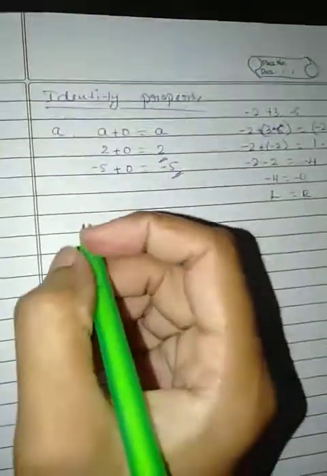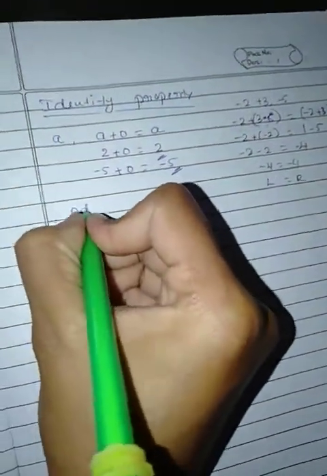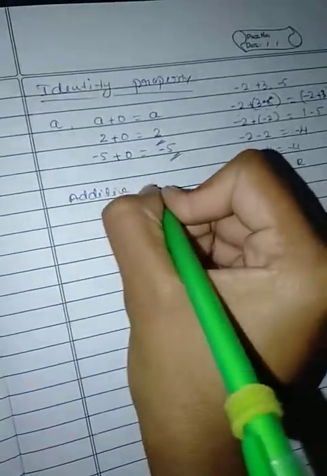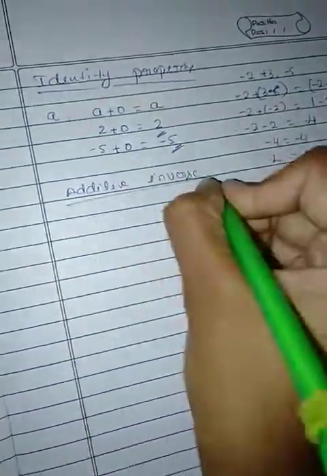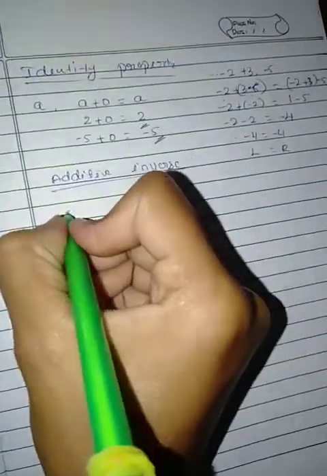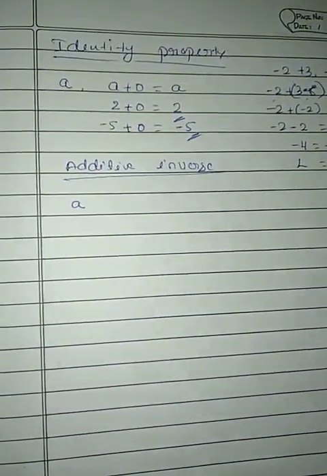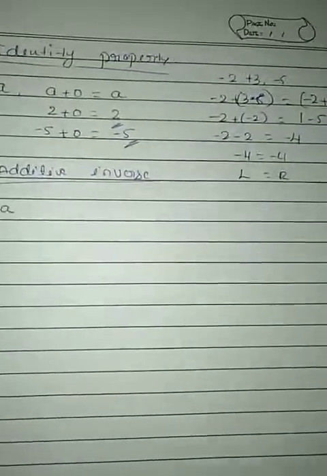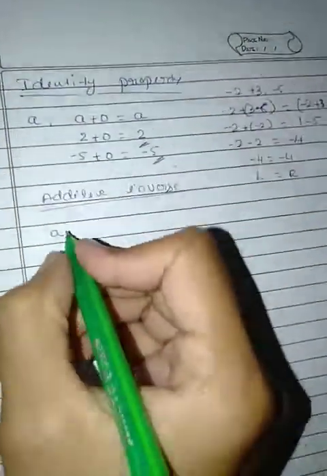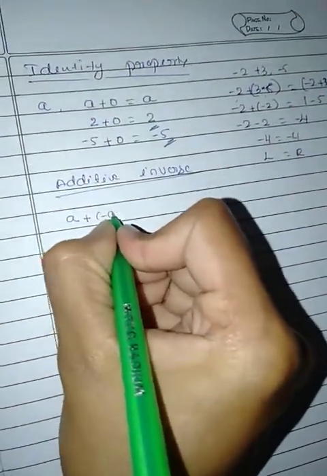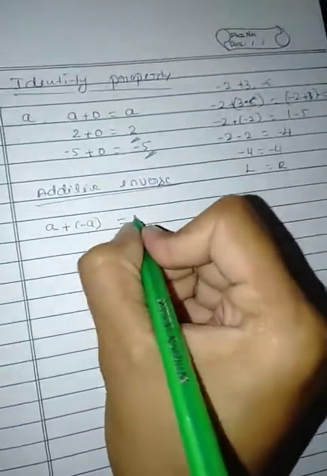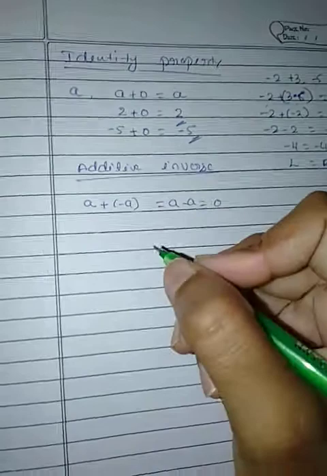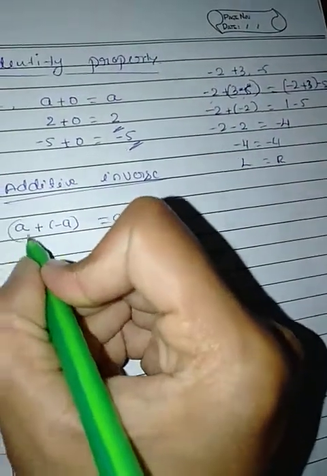The next one, the last one, is the additive inverse. The additive inverse means if A is an integer, then the sum of two integers with equal absolute values and opposite signs is 0. So if A is an integer, then the inverse of A is -A, and A plus -A we will get 0. The additive inverse means just change the sign of the given integer.